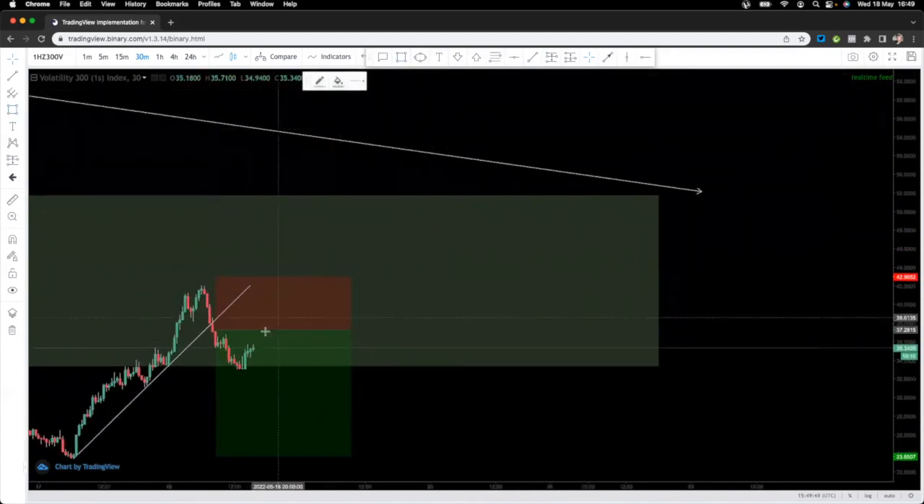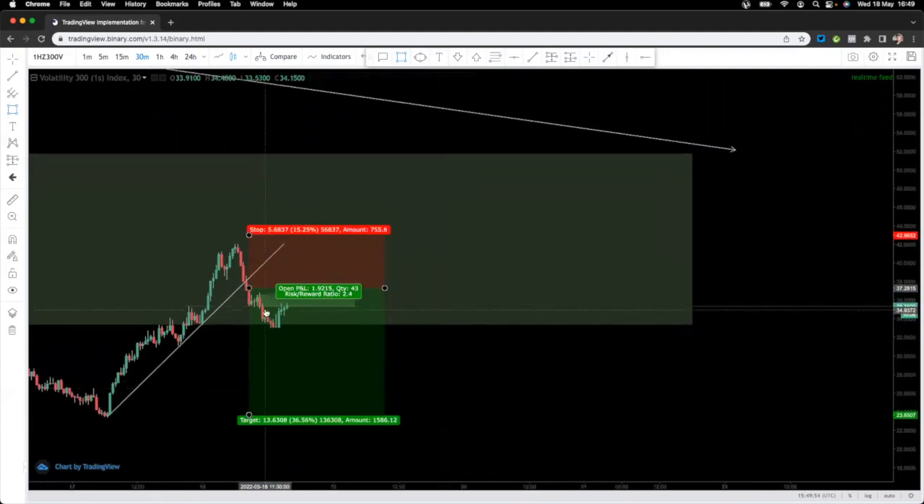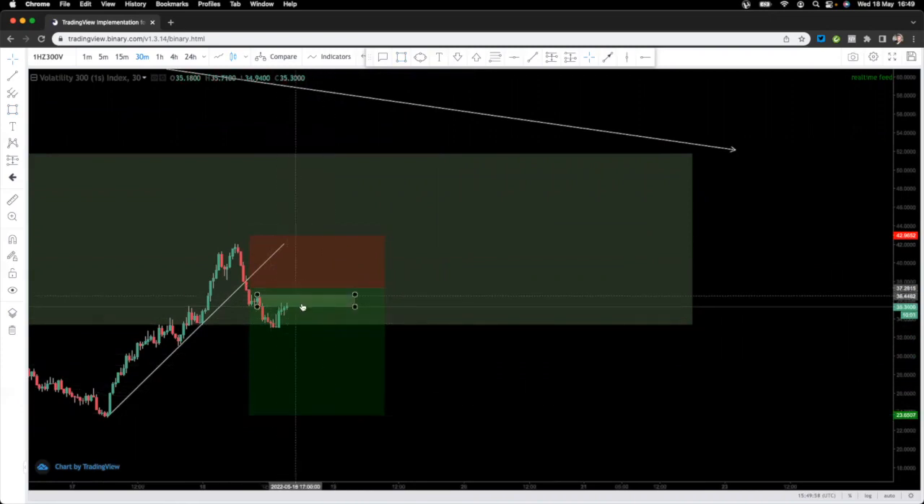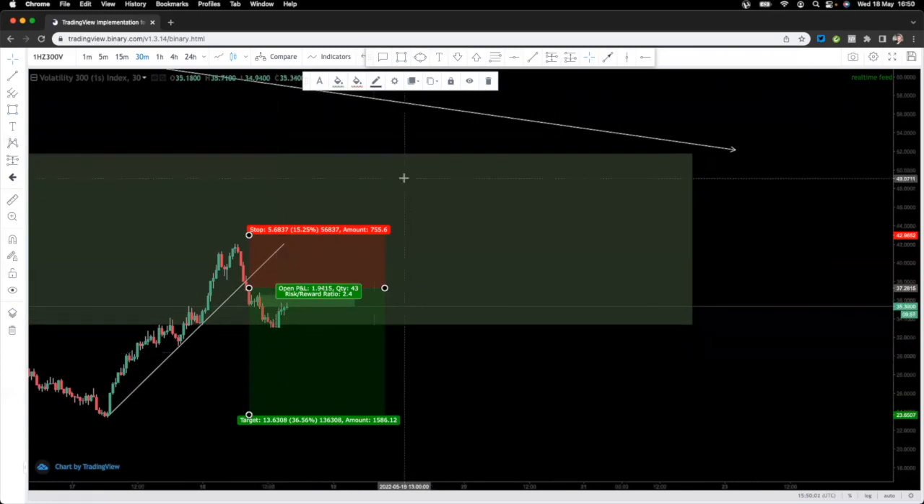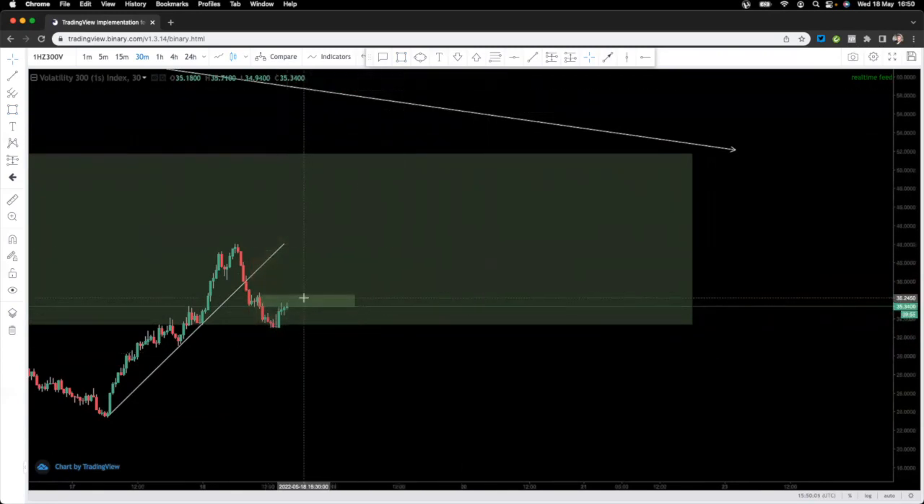I'm also seeing that this could actually be a scaling entry. Price can come up here and then it drops all the way. That's a scaling entry you guys can take as well, but for the sake of this video, I'm just going to watch that and see what happens. So that's entry number one.